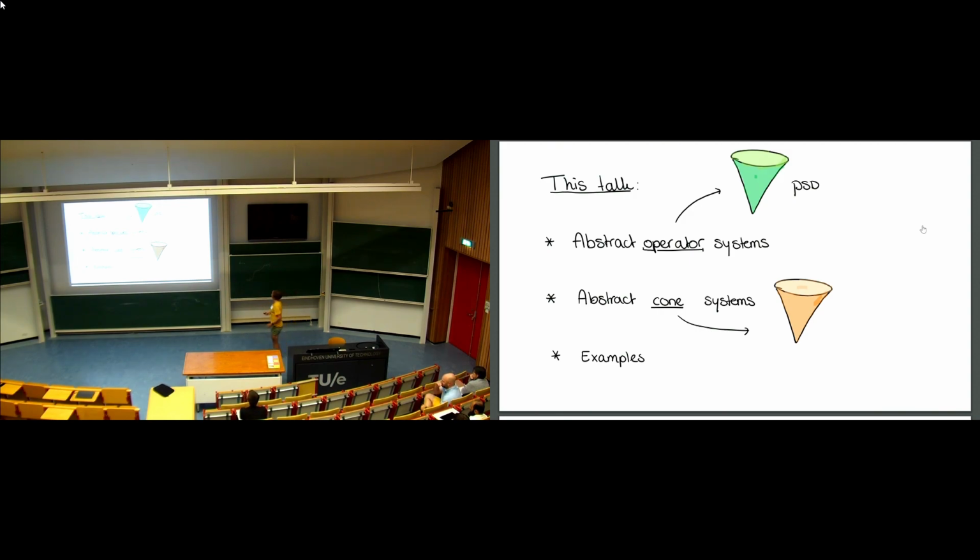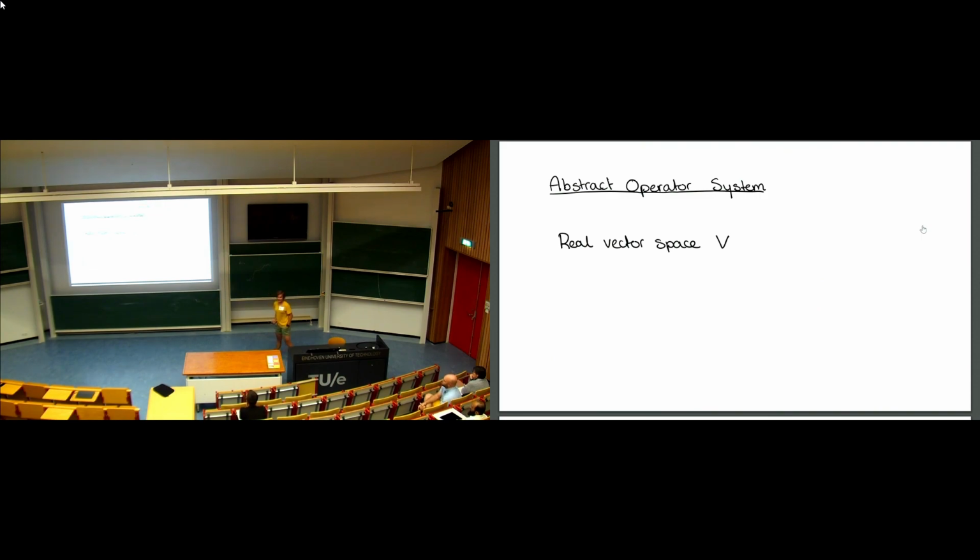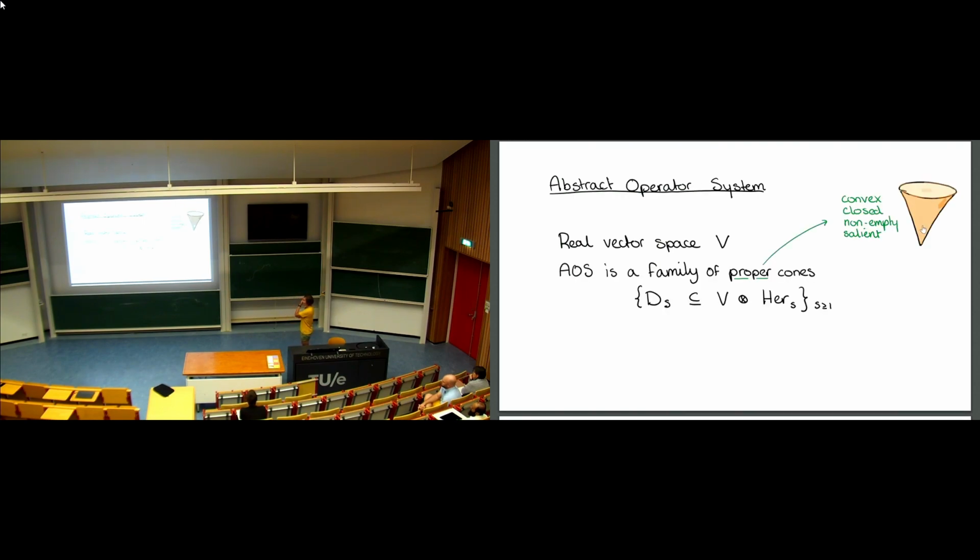Okay, let's go. So what is an abstract operator system? We will start with a real vector space V, finite dimensional. And what is an abstract operator system, or AOS? It's a family of proper cones. So what are proper cones? They are exactly what I talked about before. They are convex, they are closed, they are non-empty, and they are salient, meaning that they're really pointed. They don't contain any full subspaces.